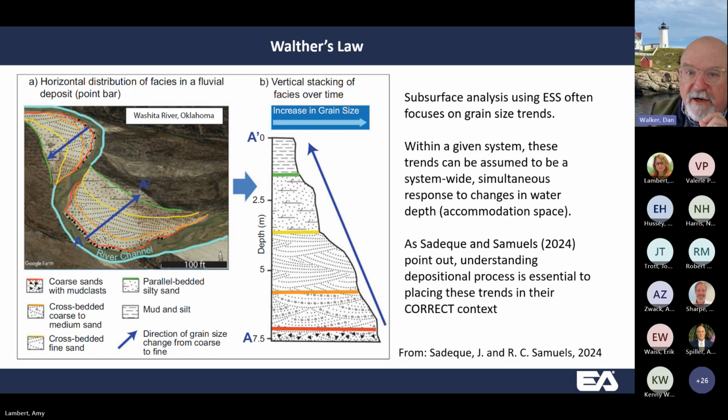But the real key here is grain size is a really strong indicator, but to understand the system and understand how to make sense of that grain size trend, you also have to understand what were the processes that were responsible for the deposition of this sediment. All right, and we're going to talk about that a little bit more. Next, please.